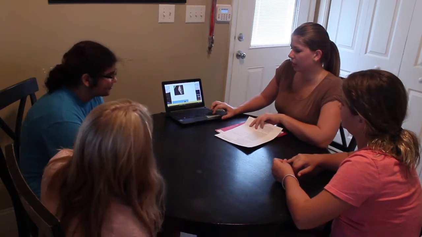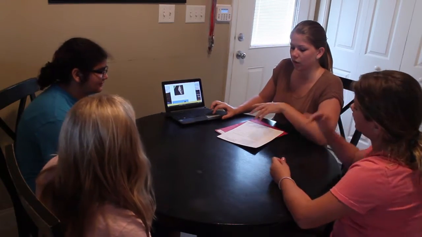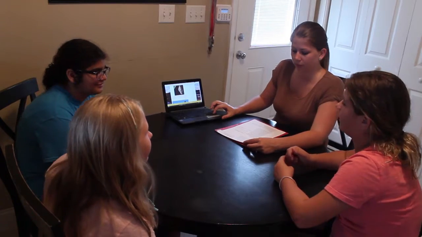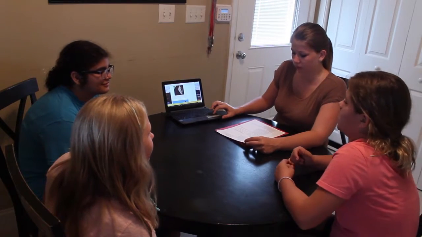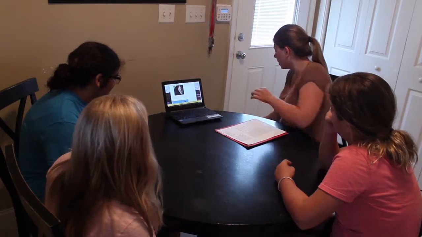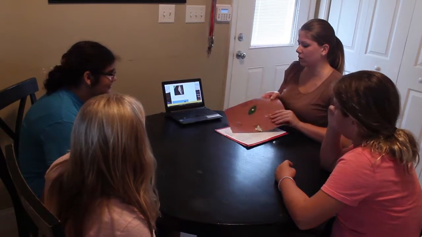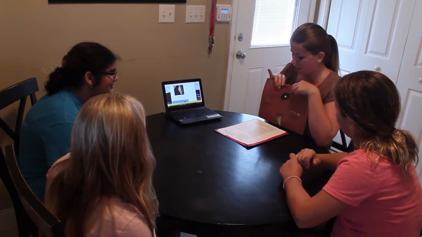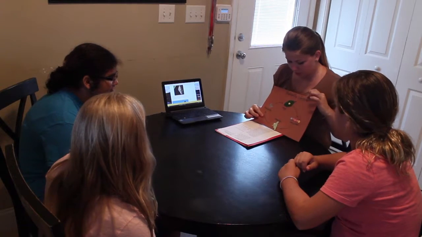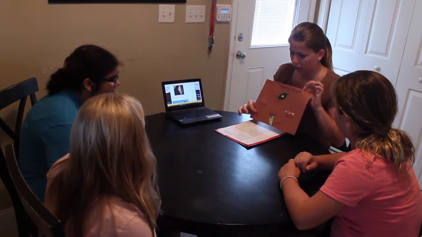So where does the butterfly go after it dries its wings? To the plants to find a partner to mate with. And then once they mate, the cycle starts all over again with the egg.